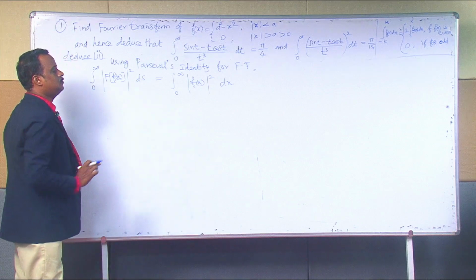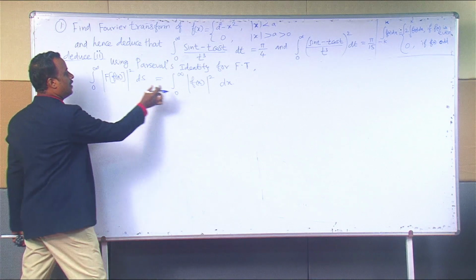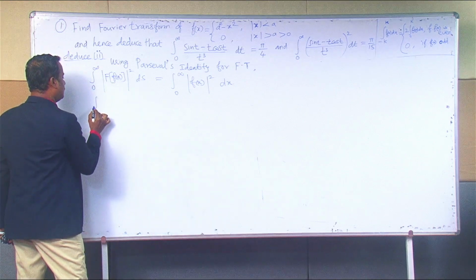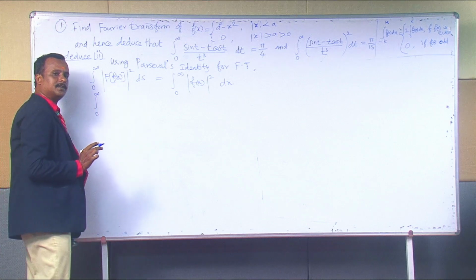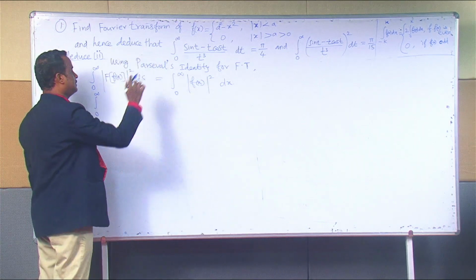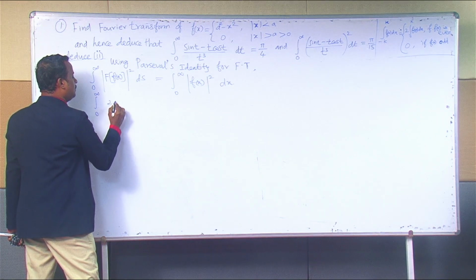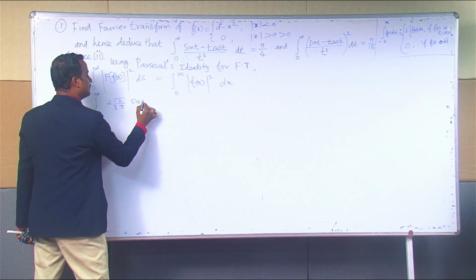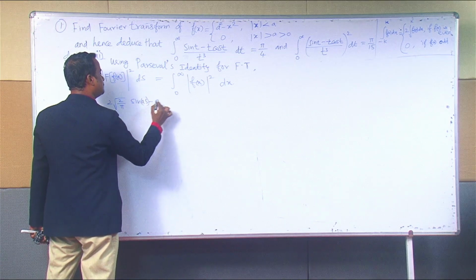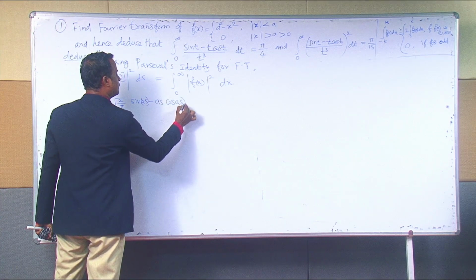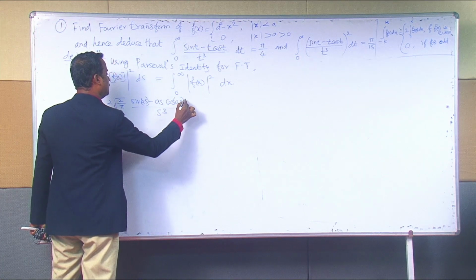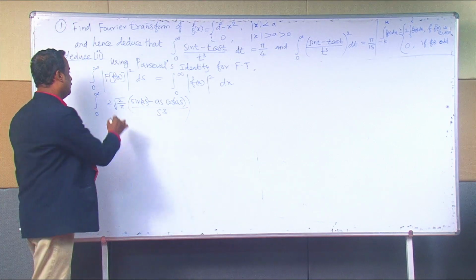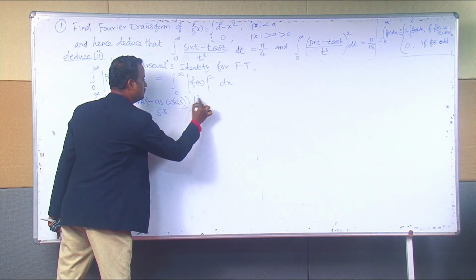Now we have to use the values of f of x and F of s here. We can get the second part of the deduction. Now you can see integral 0 to infinity. What is F of s? Fourier transform of the function. In the first result, it becomes 2 into root of 2 by pi, sin as minus as cos as divided by s cube. This is the Fourier transform of the given function, modulus the whole square.